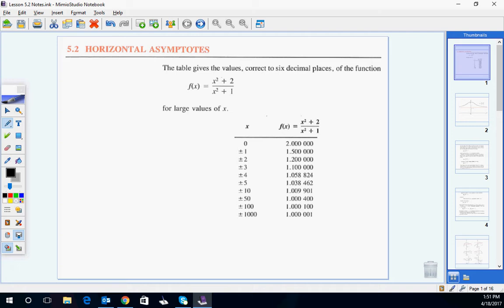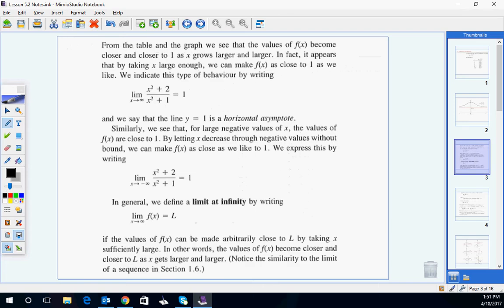Okay, so that's what we're looking at today. So from the table and the graph, we see that the values of f of x become closer and closer to 1 as x grows larger. In fact, it appears that by taking x large enough, we can make it really close to 1, which indicates the type of behavior. Okay, so we indicate this type of behavior by writing the limit as x goes to infinity. So what happens is we actually use limits to infinity to help us determine horizontal asymptotes.